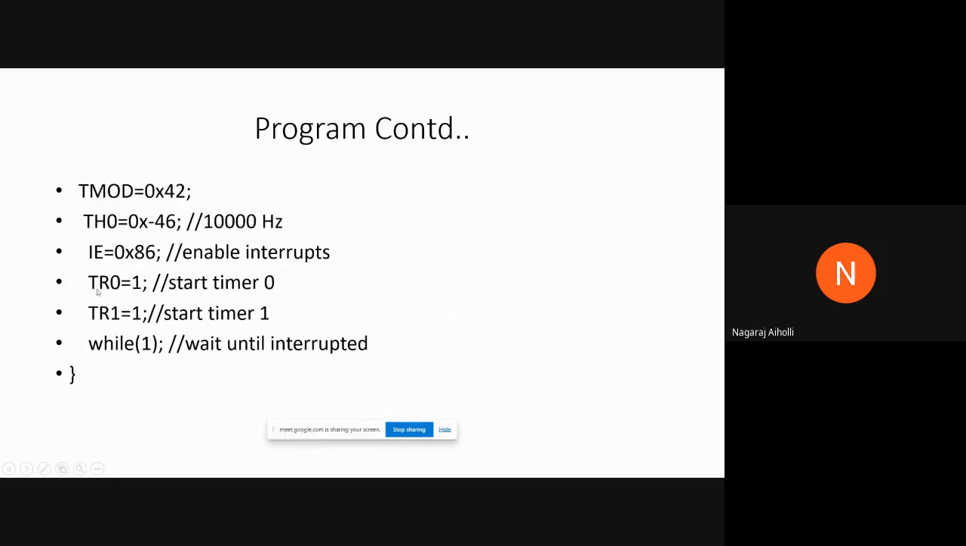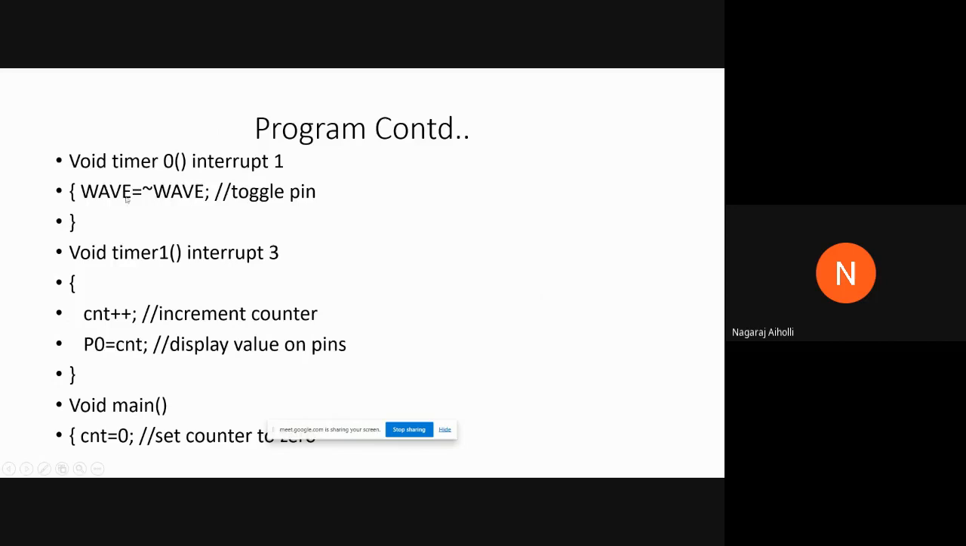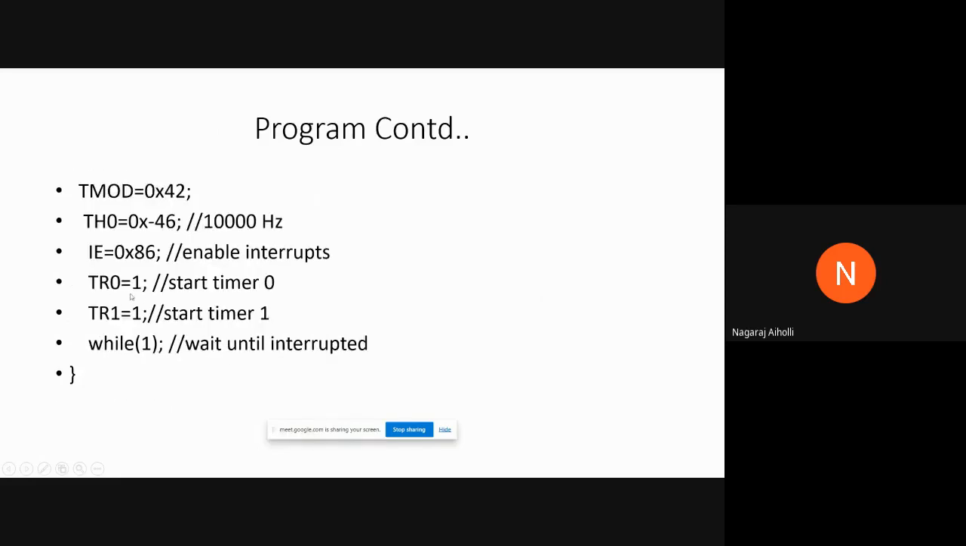Then start the timer using TR0 equal to 1. We are using two timers here. One timer for the generation of the square wave, that is generation of 10,000 Hz frequency. Another timer for counting the number of pulses of the 1 Hz frequency. Hence we have to start both the timers: TR0 is equal to 1, start timer 0, and TR1 is equal to 1, start timer 1. Then while(1), wait until interrupted.